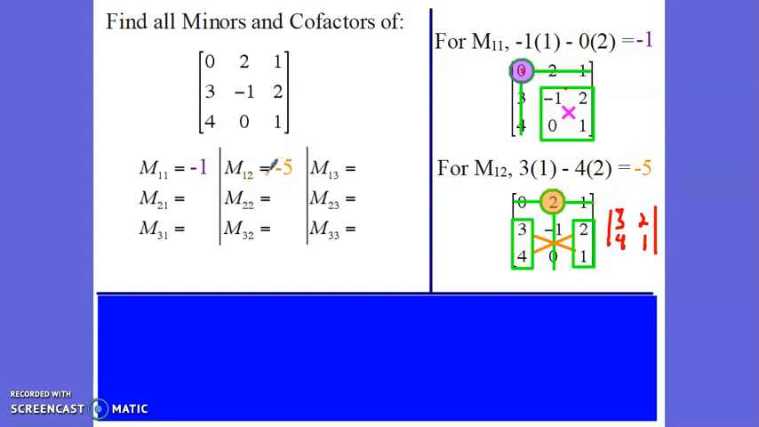Go ahead and take a second. Again, I'm going to pause the video now. Find all of the other minors for this 3 by 3 matrix up above.